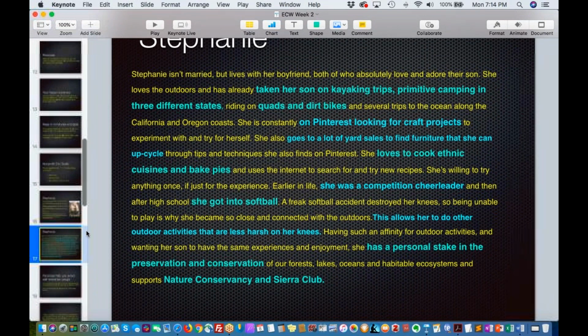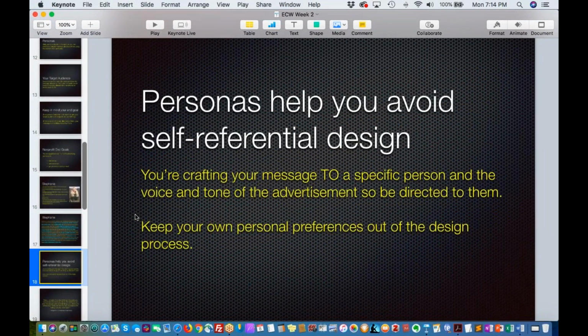Okay, so that's the first thing you're going to do for your assignment, because personas help you in the design process by keeping you from using what we call self-referential design. You're crafting a message to a specific target audience, and the voice and tone needs to be directed to them, and the design elements need to be directed to them. Just because you like pink doesn't mean your target audience likes pink. So understanding who your target audience is through the development of these personas will help you avoid self-referential design.